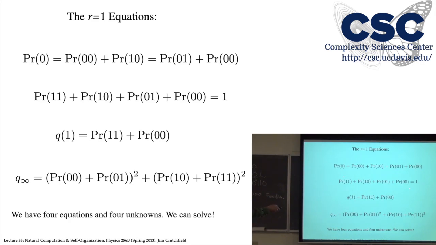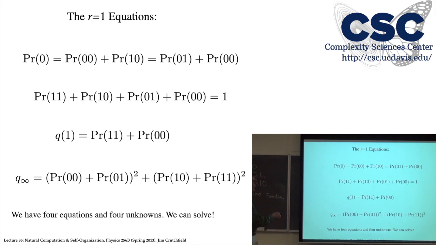Conservation of probability, or normalization of probability, is just one of those probability U equations written out. And this is just what Q1 is. Q1 is the probability that two symbols a distance one apart, right next to each other, are the same. Well, that's just the probability of a 1,1 plus the probability of a 0,0. And finally, this last one is Q infinity, which I showed you.